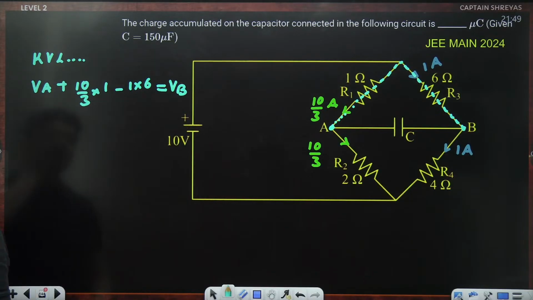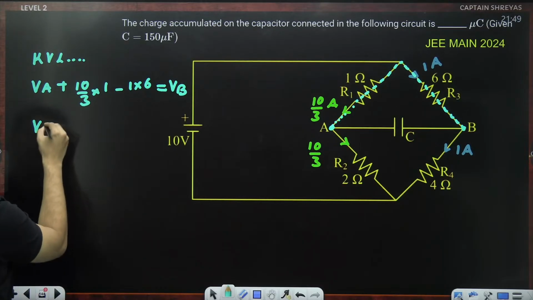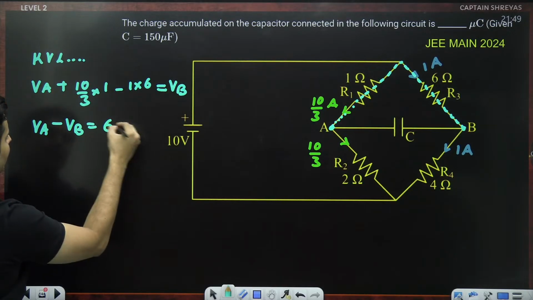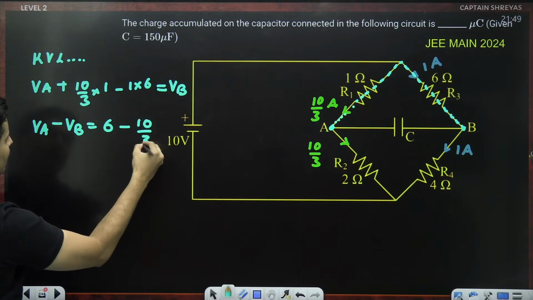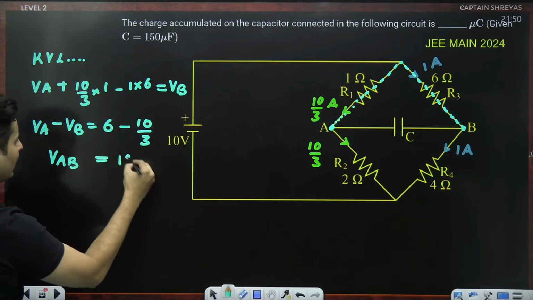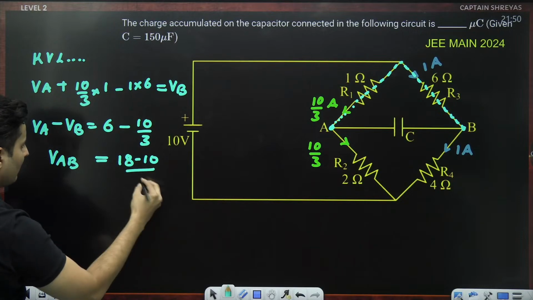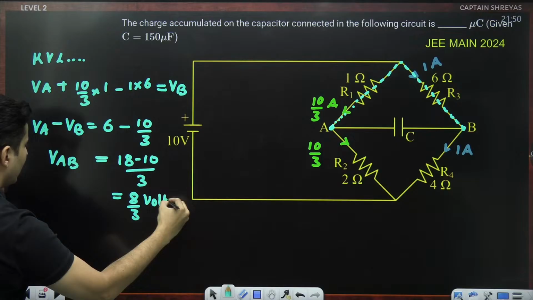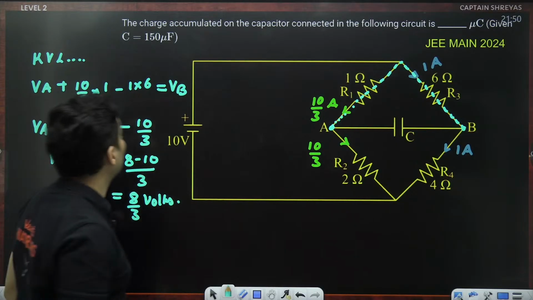Okay. Now, what I can do for VA minus VB is take that 6 on the other side, take that 10 by 3 over here. So this will be the voltage difference between A and B. 6 3s are 18 minus 10 divided by 3, which is basically 8 by 3 volts. That is the voltage. But that's not the question. The question is the charge.